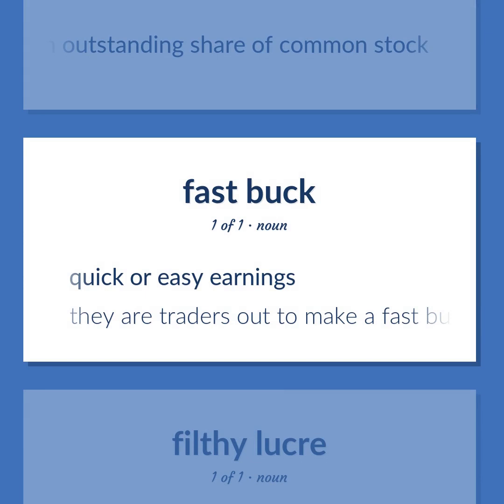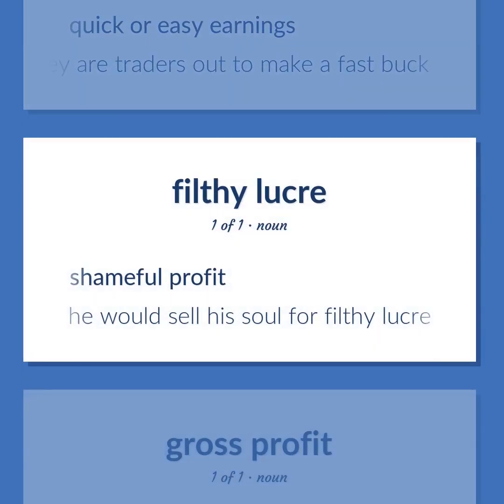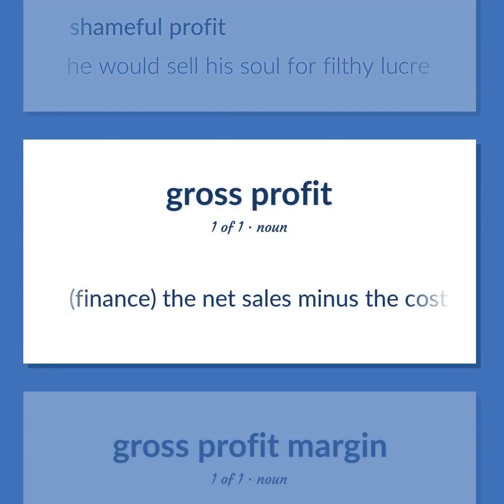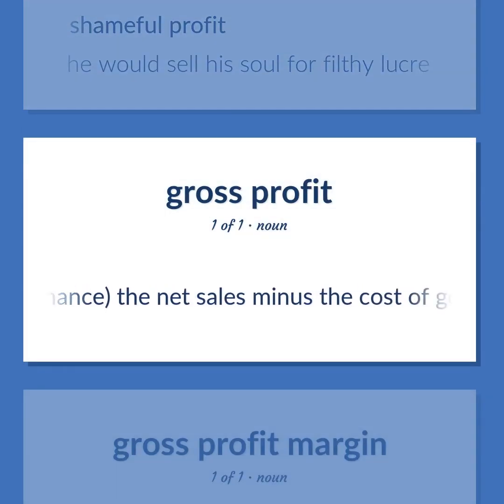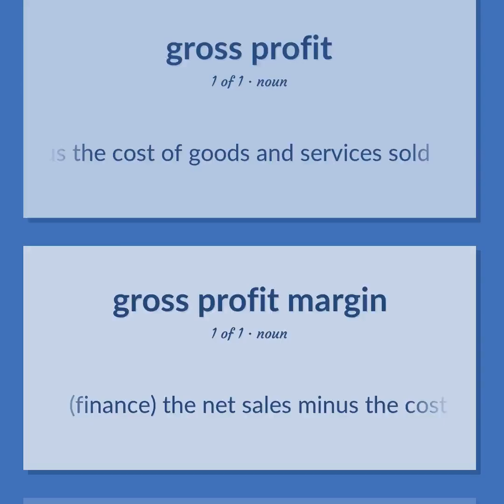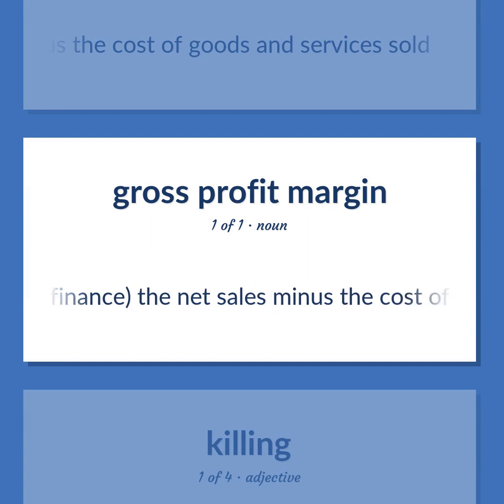Quick or easy earnings. They are traders out to make a fast buck. Shameful profit. He would sell his soul for filthy lucre. Finance. The net sales minus the cost of goods and services sold.